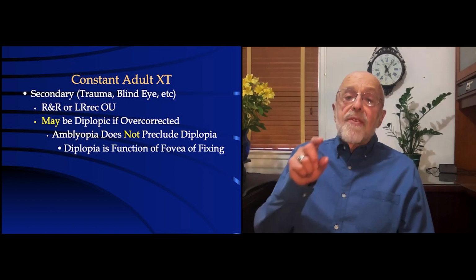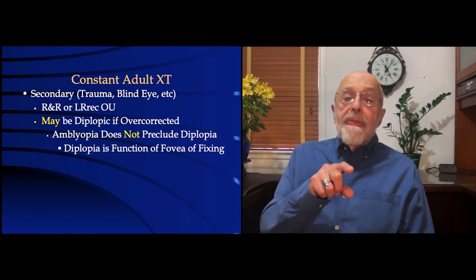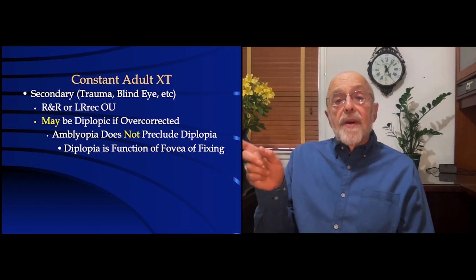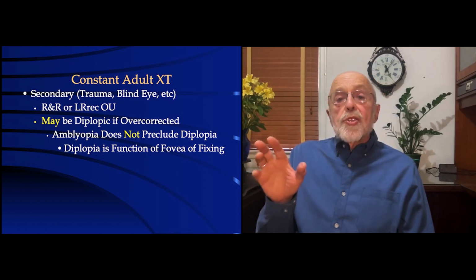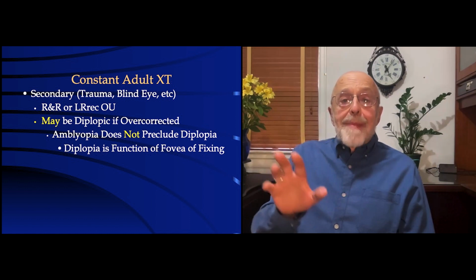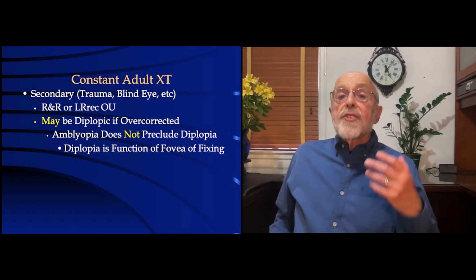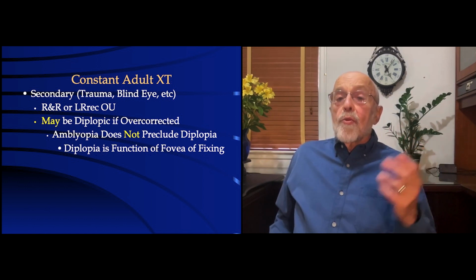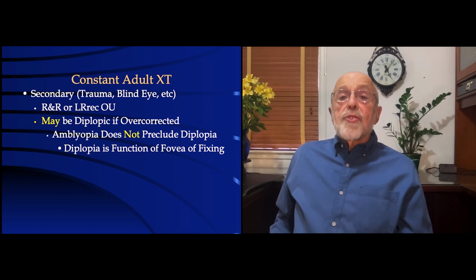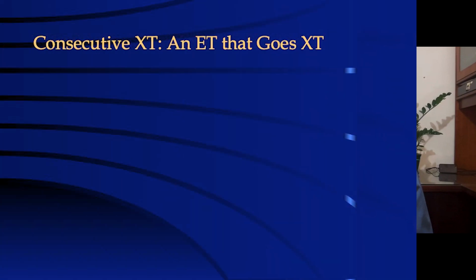Diplopia is a function of the fovea of the fixing eye and the periphery of the non-fixing eye. So even if the foveal macular area has poor acuity, poor resolution, it's the periphery that determines if there will be a perception of a diplopic image.